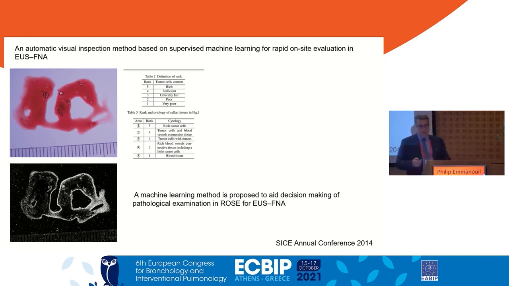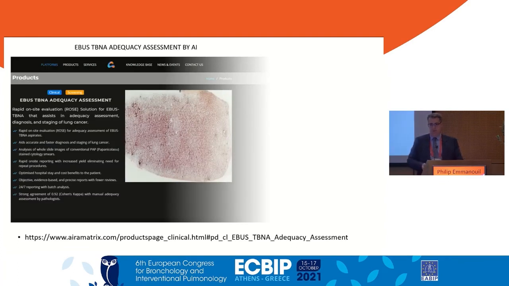So when we use machine learning, we can transform our samples to coding, and this has already been implemented in this IRA matrix system, which is an artificial intelligence system that aims to assess EBUS TBNA sample adequacy. This is commercially available. I have the site for you to look, and I think you will hear more about this in the following presentations. I would like to thank you for your attention. Thank you.